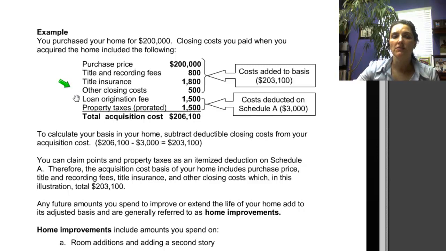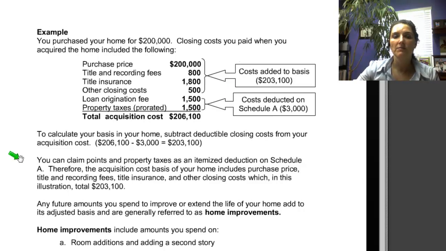But there are other costs that are deductible on Schedule A, such as the loan origination fee and prorated property taxes that may also have been paid at close. And those costs are deductible on Schedule A and therefore cannot add to your cost. So to calculate your basis in the home, you subtract deductible closing costs from your acquisition cost. And once you've done that, you have your cost basis. So all of these items add up to $206,000, but we have to subtract out the amount that can be deducted on Schedule A, and that's what leaves us with our adjusted basis in that house.